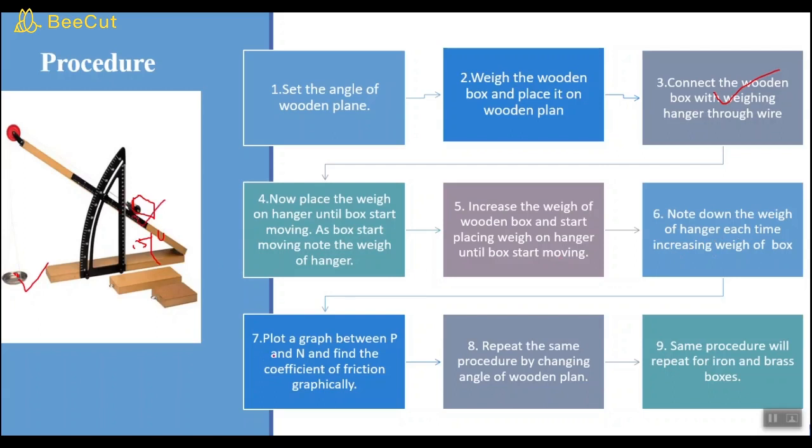So at the end, I will plot a graph between P, which is the weight which I am placing in the hanger, and the normal force, and will find the coefficient of friction graphically, which we will discuss in the calculation part. And the same procedure I will repeat for the other boxes, such as iron and brass boxes.